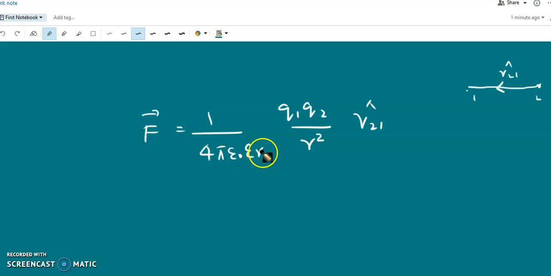For free space, we can see that epsilon r is 1 and the equation will become 1 by 4 pi epsilon 0 q1 q2 by r square. So we have to remember that this law is true for point charges. Point charges means the size of the charges should be much smaller than the distance between them.